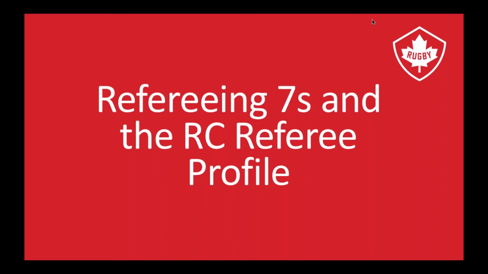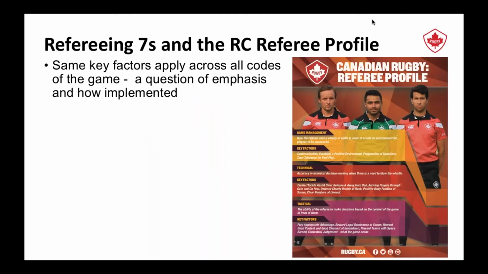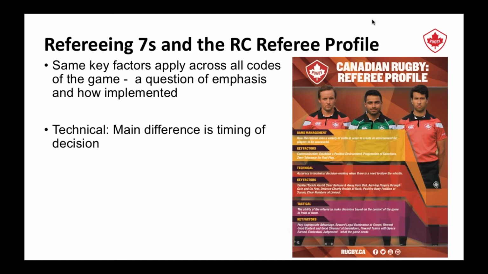So, as we always do, we'll take a look at how today's module is related to the Rugby Canada referee profile. So obviously the key factors are all the same and they apply across all codes of the game. Now, the question we're going to take a look at tonight is how do we emphasize certain parts of it and how do we go about implementing these key factors when we go out and referee. From a technical perspective, the main difference will be in the timing of our decisions, and we'll take a look at these video examples and we'll see what that difference might be in contrast to what we usually see in 15s.